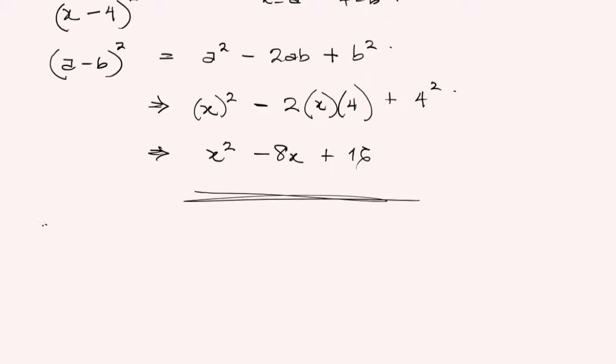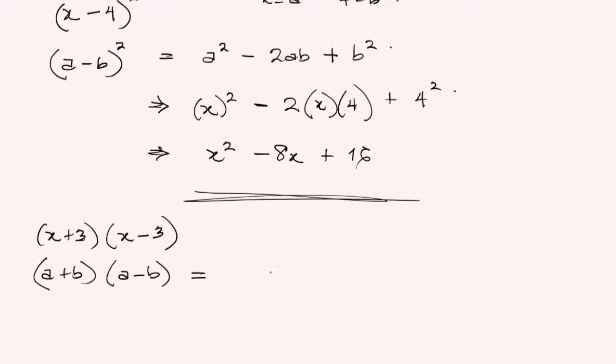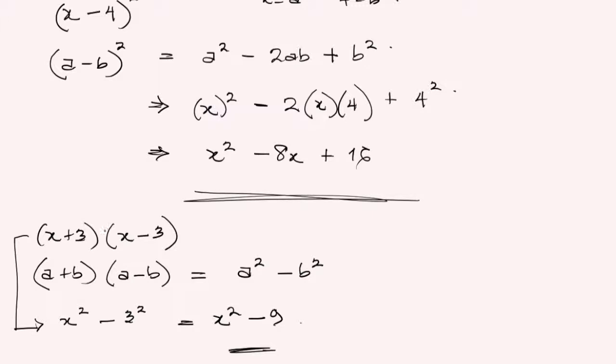What if we have x plus 3 multiplied by x minus 3? Now you recollect that we had said that a plus b multiplied by a minus b is equal to a squared minus b squared. So this simply becomes x squared minus 3 squared, which is equal to x squared minus 9. And if you expand this, just as we've learned before, you find out that you get x squared minus 9.